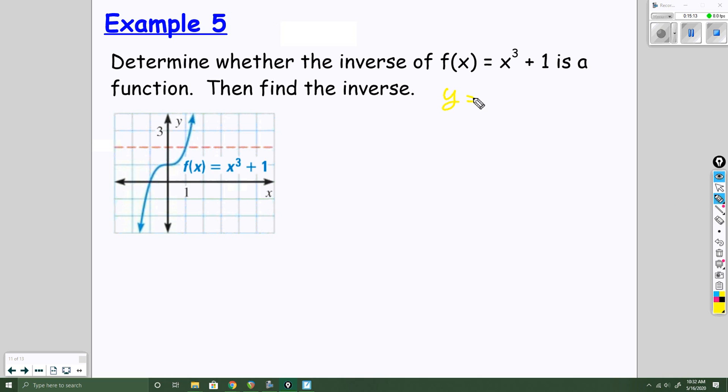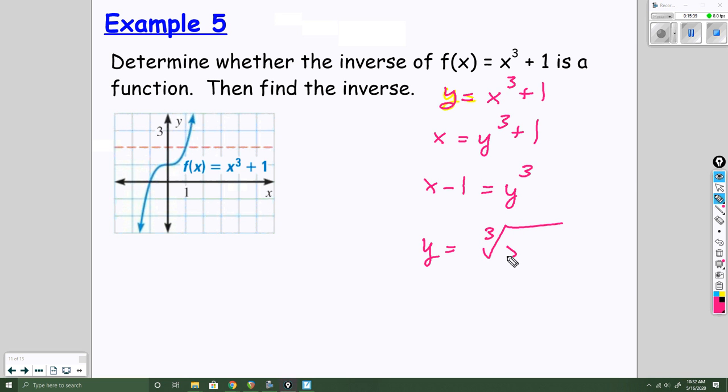So we're going to write y equals x cubed plus 1. Now we're going to switch the inputs and the outputs. So the output becomes the input and the input becomes the output, and then solve for y. So subtract 1. Take the cubed root. So we get y equals the cubed root of x minus 1. So if the inverse is not a function, we don't have to do any of this. We can just say no.